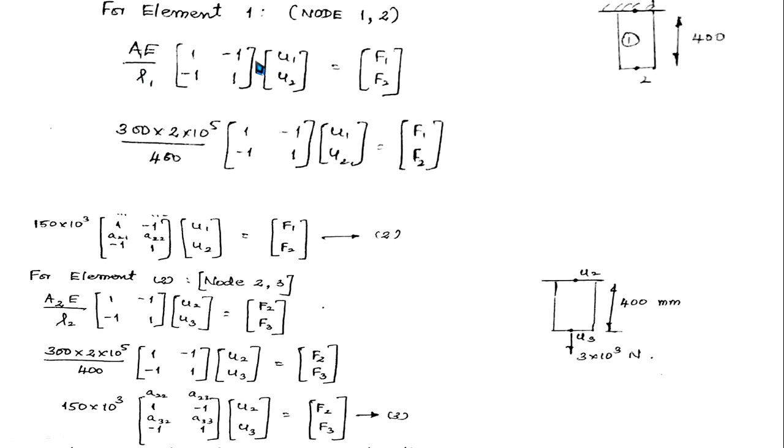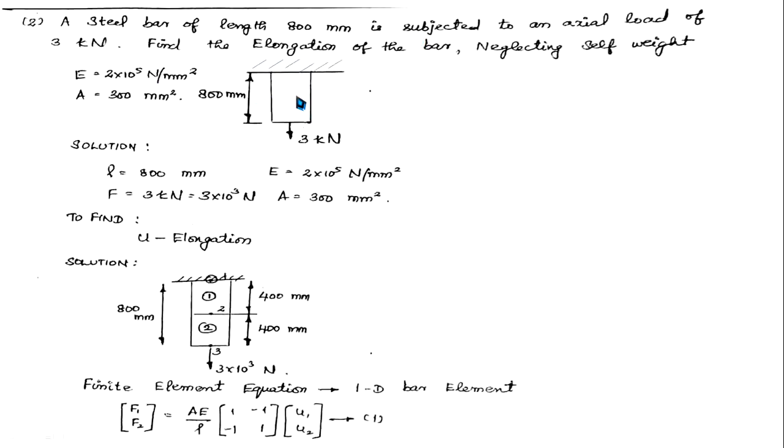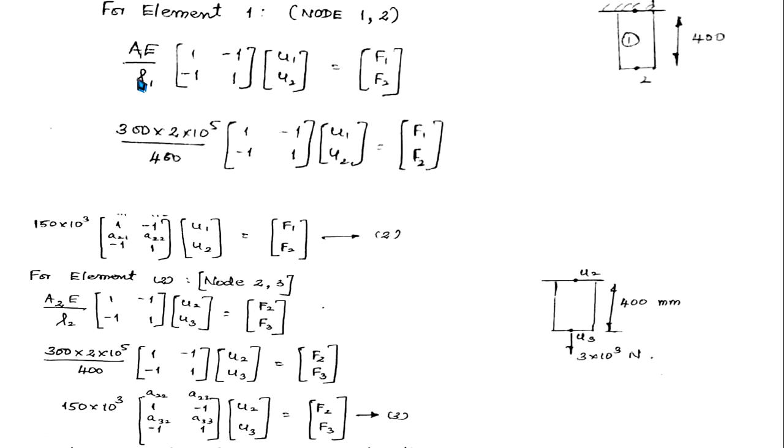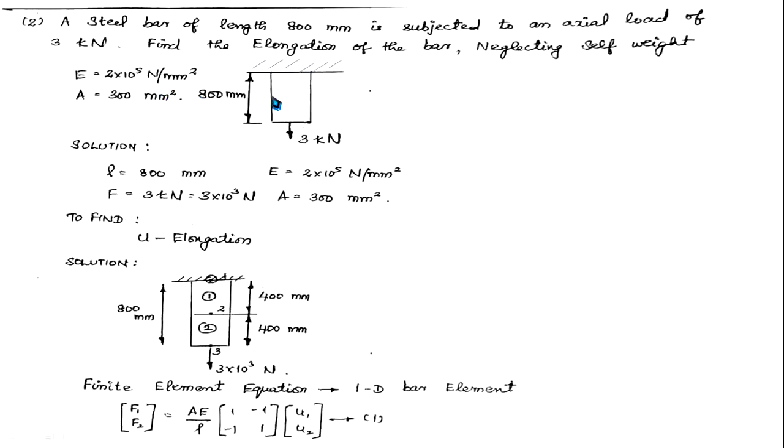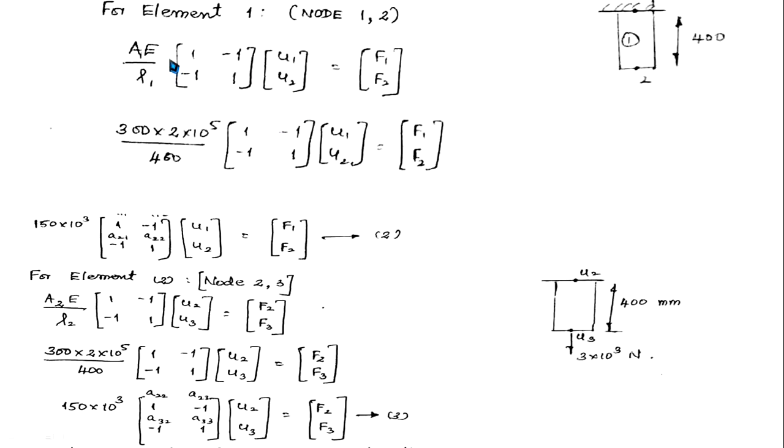This is your matrix: K matrix, U1, U2, F1, F2. As far as this problem is concerned, the cross-sectional area A is constant. If you cut here, wherever it is, your cross section will be the same 300 mm square. Also Young's modulus is the same, since it is the same material throughout, so it is also constant.